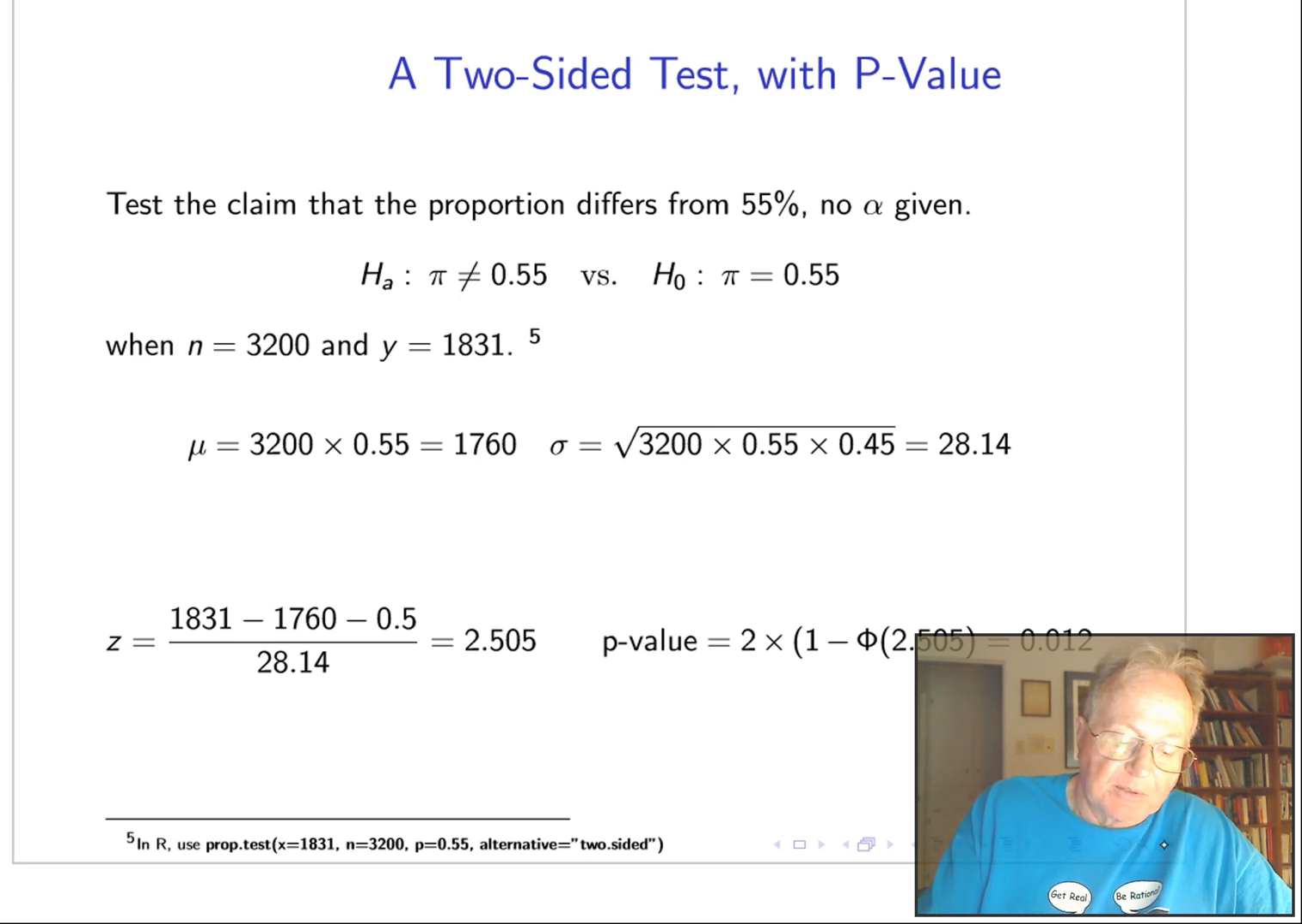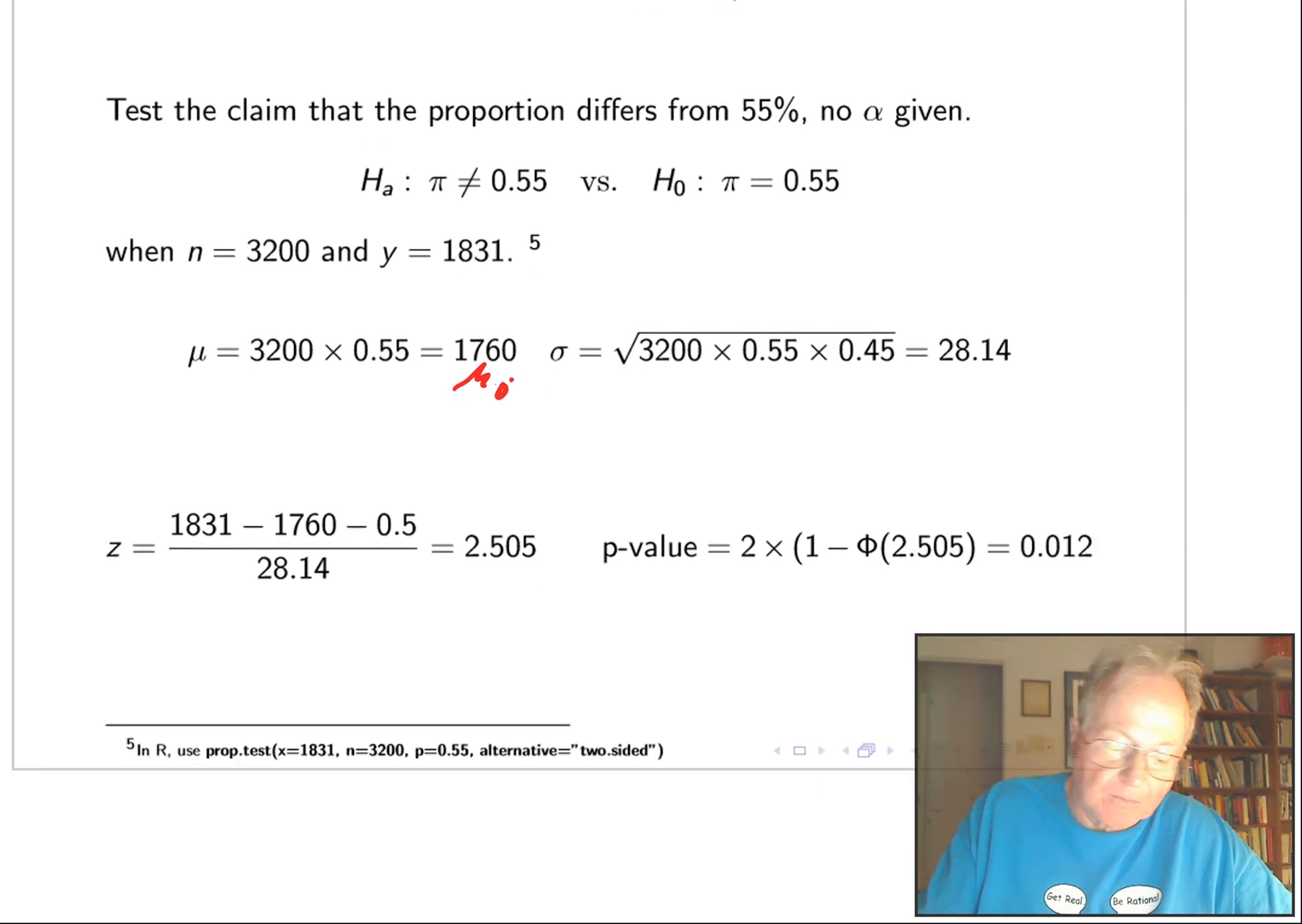So the null mean, 1760, so that's our mu naught. Standard deviation, 3,200 times 0.55 times 0.45, take the whole square root, we get 28.14. Calculate the z-score. Observed minus mean, and because this is on the high side, we're going to have to bring it down with a continuity correction. Divide by the standard deviation, we get a z-score of 2.505.